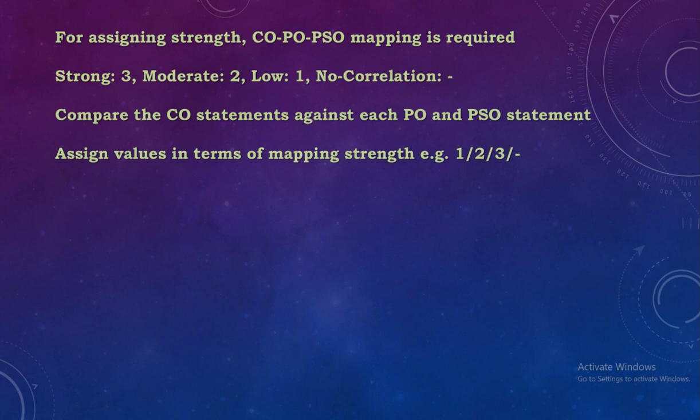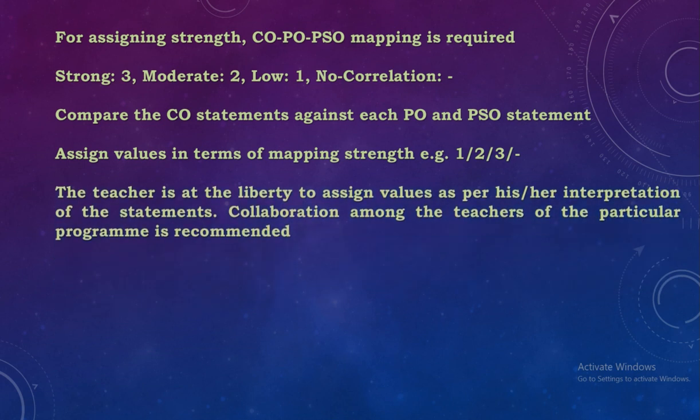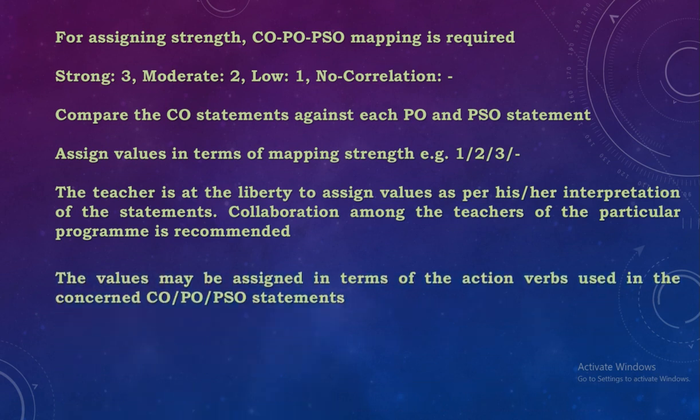There is no hard and fast rule that has been prescribed, and that should not exist as well. So the concerned teacher is at the liberty to assign values as per his or her own interpretation of the statements. So that means, on one hand, you can have your CO statements, and on the other hand, you can have the PO and PSO statements, and thereafter you can assign the values in terms of their implication, in terms of the interrelationship between all the statements.